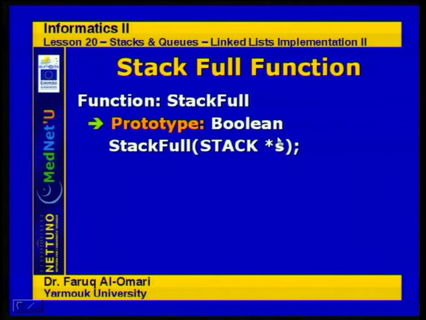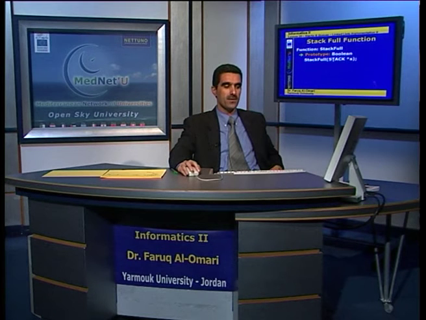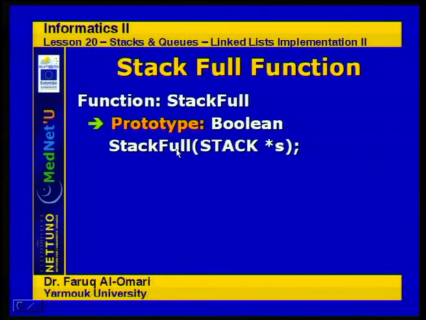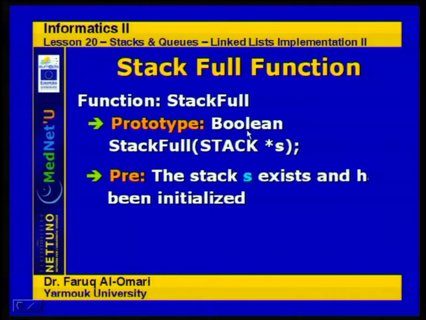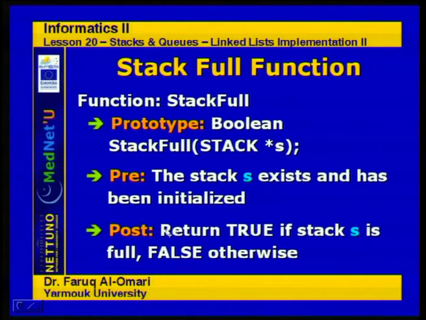Okay, based on this, to check whether my stack is full or not, I'm going to have this parameter only, the definition of the stack, a pointer to the stack, as the only parameter I'm passing. And this function stack full is going to be of type Boolean. The precondition for this is that the stack already exists and it has been initialized. All right? And then the postcondition: it's going to return true if the stack turns out to be full or false otherwise.